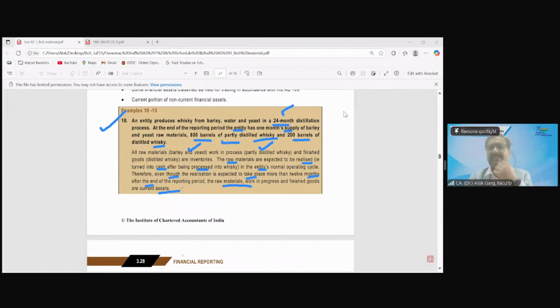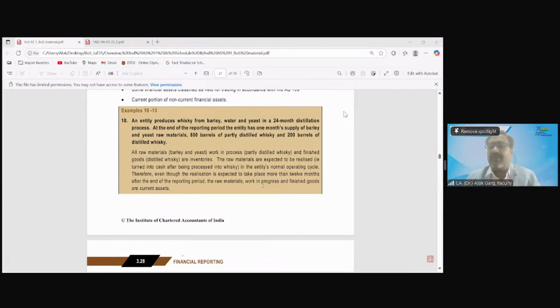Why are they current assets? Because it is within the operating cycle, that is within the 24 months. So this inventory, which is finished goods, is held for trading, but raw material and work in progress, of course, are within the operating cycle.